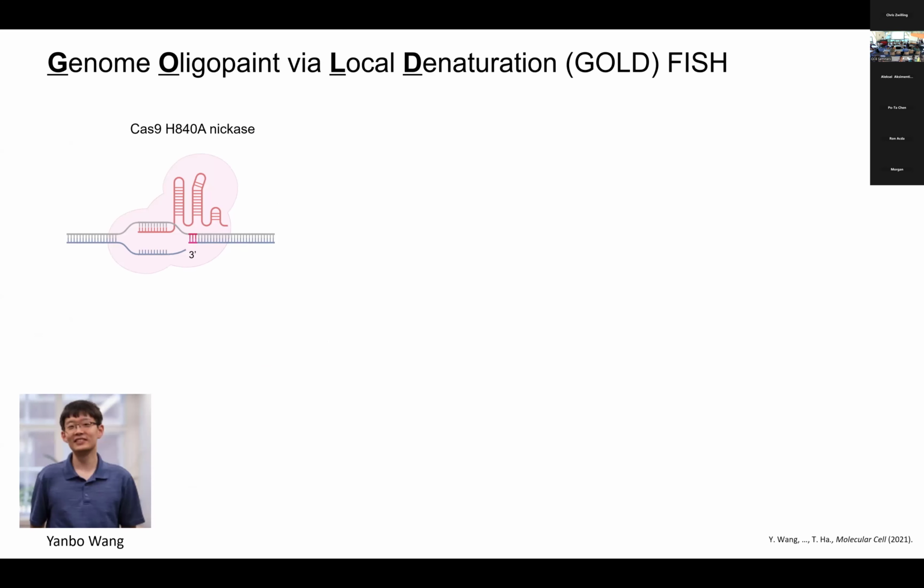So a previous graduate student, Yanbo, had a brilliant idea. At the time, the lab was interested in studying variants of the Cas9 protein, and there's a specific variant, a mutant. What it does is that instead of performing a double-strand break, it only cuts a single strand, and this single strand will actually be exposed.